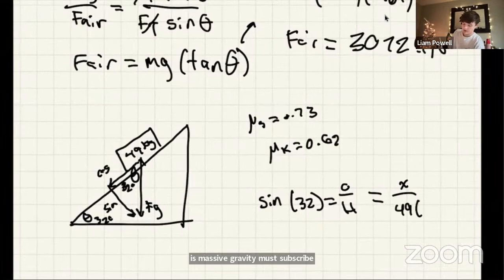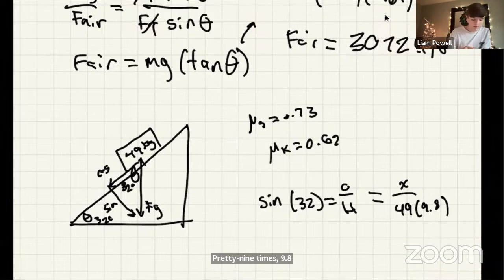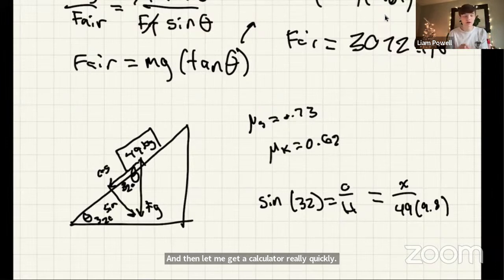49 times 9.8. Let me get a calculator really quickly. Hopefully I don't run out of time on this thing. Also, make sure you're in degree mode. That always is terrible when you're not in degree mode.